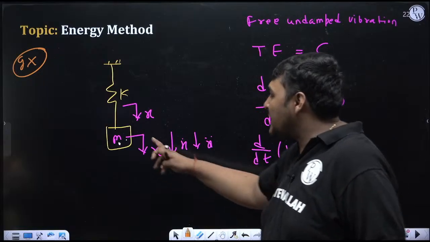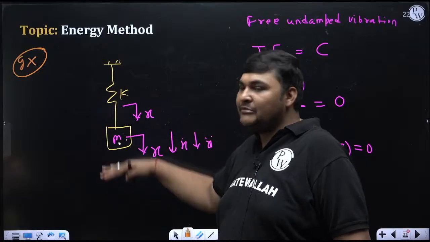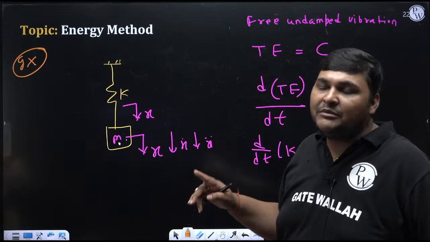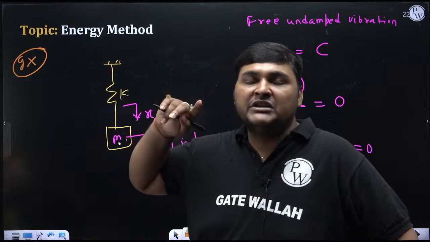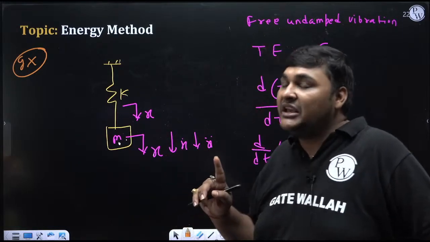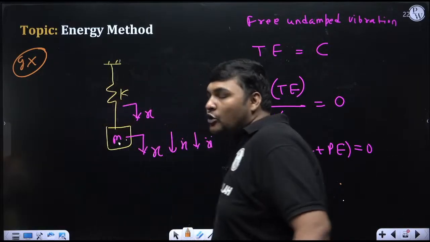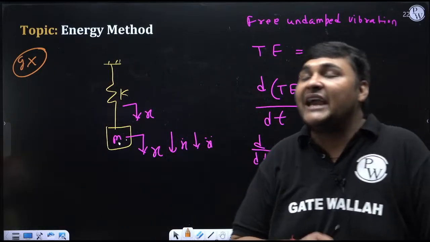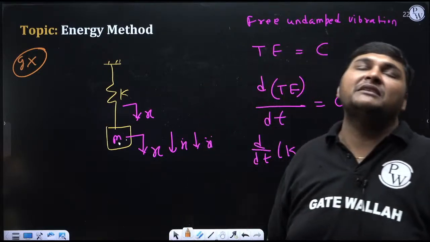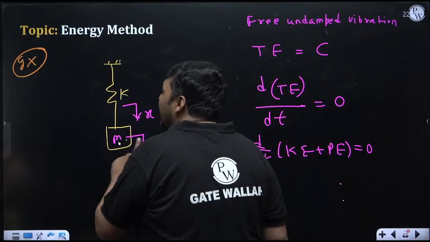Because if we are considering weight, then you can see the datum is changing during vibration. If any mass is moving up and down, then the datum is changing. And if the datum is changing, then the formula to calculate potential energy you have studied in mechanics is mgz. But what I am saying is, if restoration is not occurring due to gravity, while deriving the equation of vibration, we will not consider weight, nor will we consider the static deflection part of the spring. So since I am not considering weight, I will not take mgz.